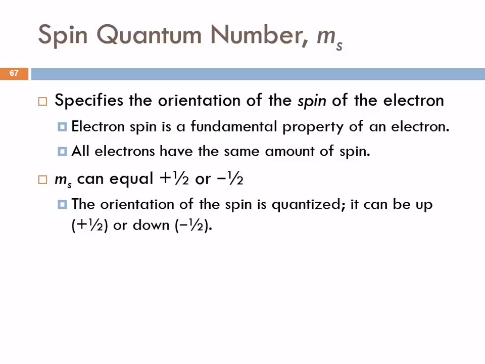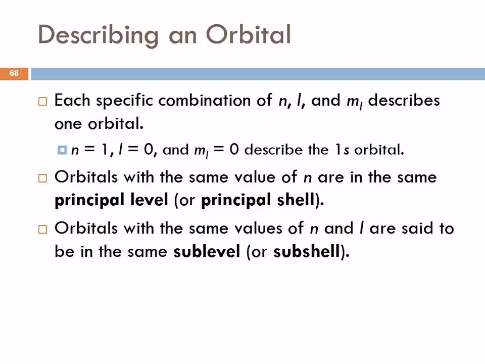But the electrons are not spinning like tops. But an electron can have positive spin or negative spin. And so M sub s is either plus 1/2 or minus 1/2. So each combination of N, L, and M sub L, the first 3 quantum numbers, describes a particular orbital, one orbital. And each orbital can hold 2 electrons.